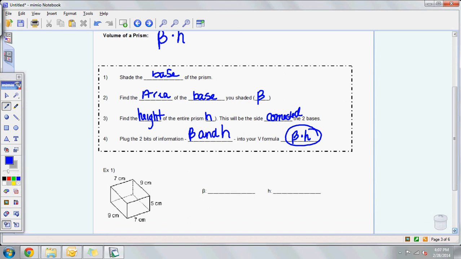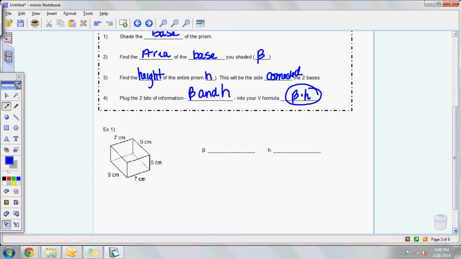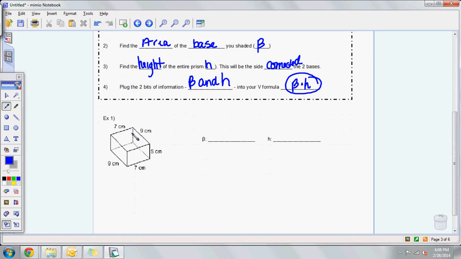All right, so let's start with a rectangular prism here. Now remember, from surface area, you can shade any rectangle that you want, but make sure you shade the same one that I do so we can stay consistent here. So I think I want to start with this shape right here, this rectangle. So this is what I'm going to make my base. If that's my base, we're going to find the area of that base. So remember, for a rectangle, it's just going to be base times height of that rectangle.